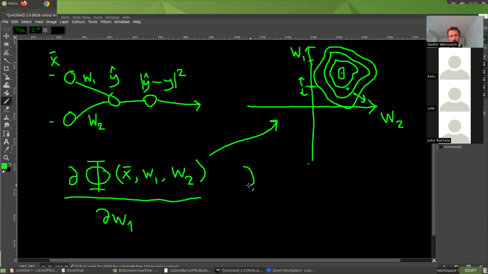And the other coordinate is the same thing. Partial derivative with respect to W2. So then that will tell us which direction to move this coordinate. Is it left or right? In this case, it's left. Okay. So backpropagation will give us those partial derivatives.